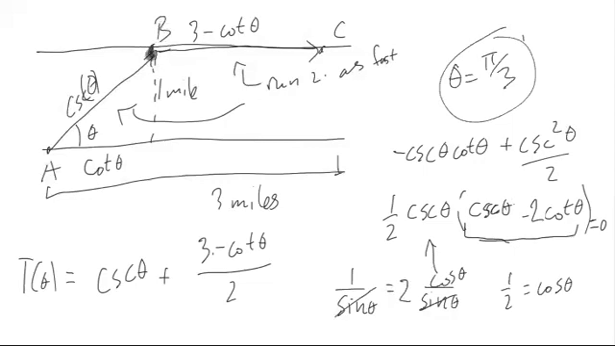So theta equals pi thirds, and this is 1 mile, and we just want the cotangent. The cotangent of pi thirds is 1 over root 3. So 1 over root 3 miles downstream is your point B that you want to hit.